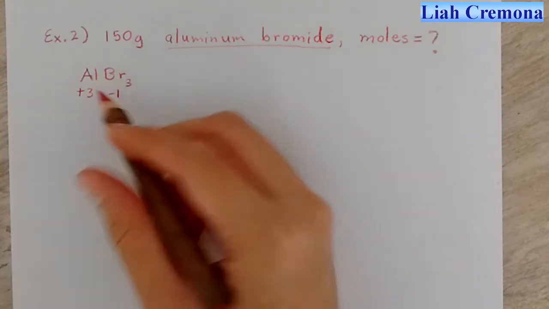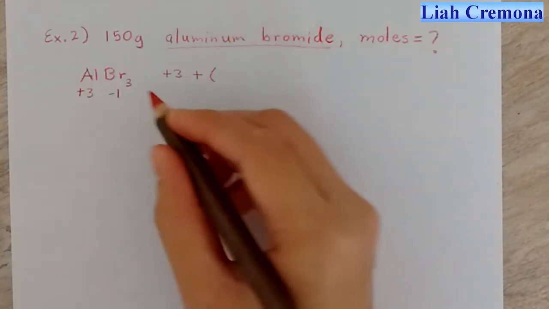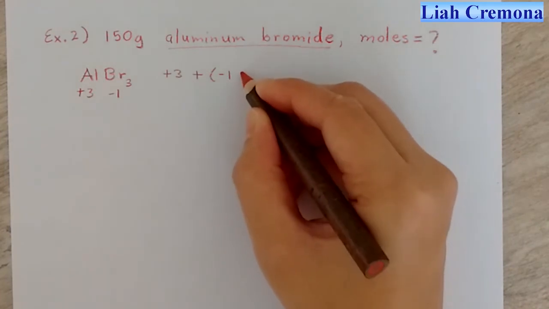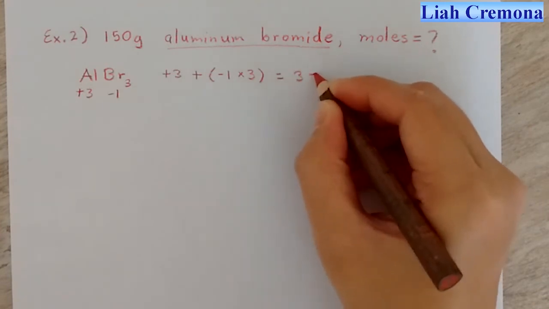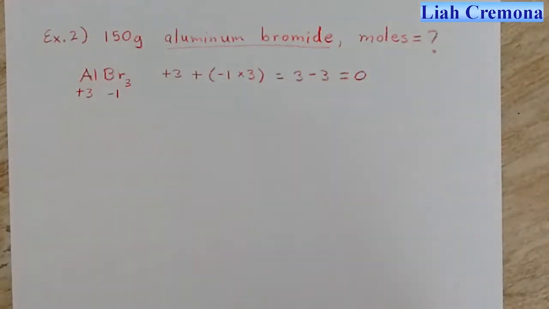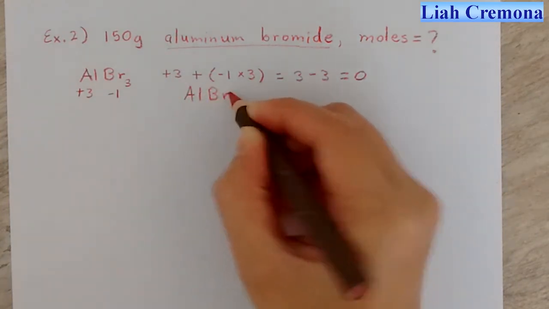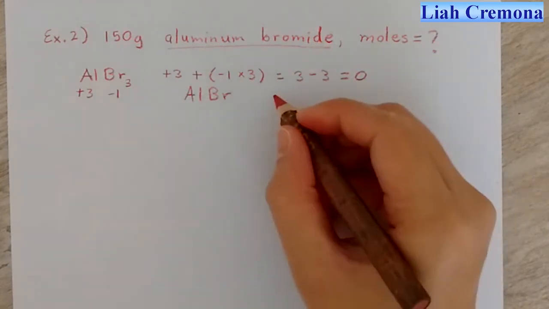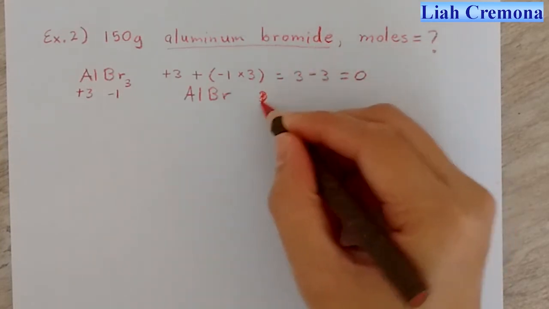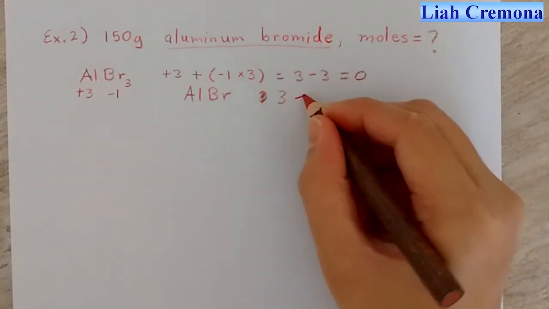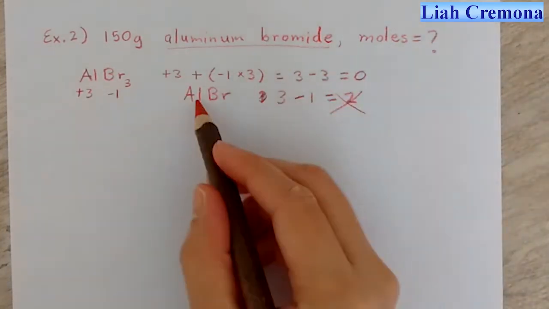So we know that if we add +3 plus -1 times 3, because we have 3 bromides, we have 3 minus 3, which is 0. If I had only written aluminum and 1 bromine, 1 of each, I would have had a charge of +3 minus 1, which would be +2, which is not 0. So this cannot be.